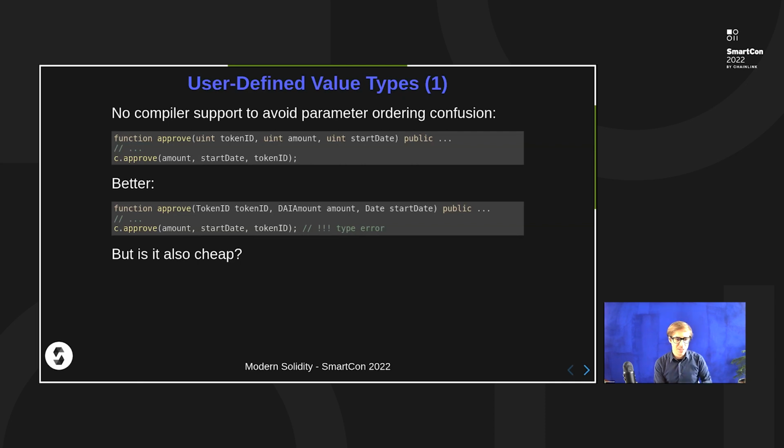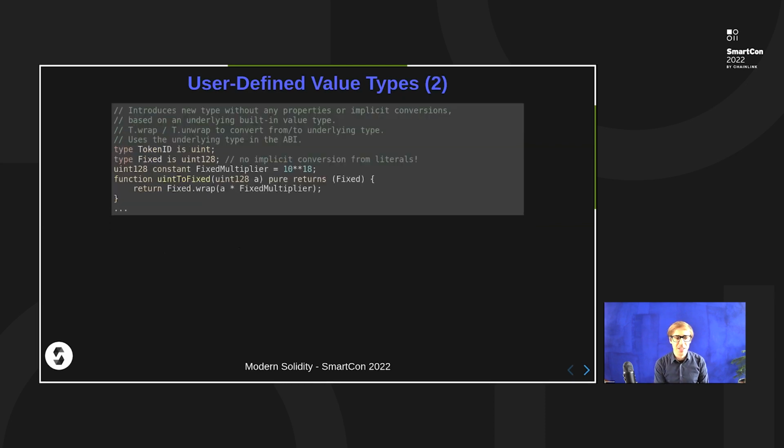So for example, in the second part here, we have a token ID type for the token ID, a DAI amount type for the amount, which also gives you a way to say what kind of amount it is. So is it a DAI amount or an Ether amount or whatever? And a date type for the start date. And now if you have a parameter ordering confusion here, then the compiler will give you a type error. So this is a really nice feature, but the question is, is it also cheap? And that is a clear yes.